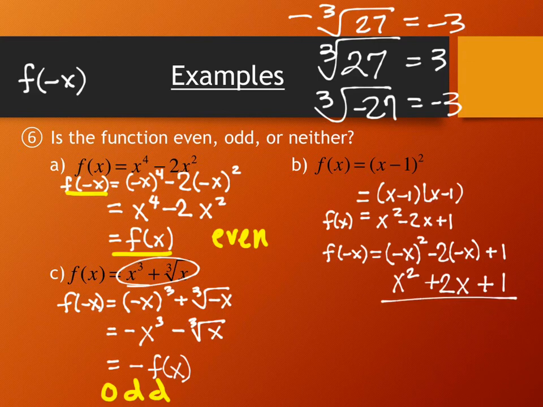Now, if you compare this to this, tell me some of the things that you notice. There is a sign that changed, but they didn't all change, right? Just one of them. So some of them stayed the same, and some of them changed. Well, that's neither. Because in order to be even, they have to all stay the same. And in order to be odd, they have to all change. This did some of both. So this one would be neither. And that's my justification for it.